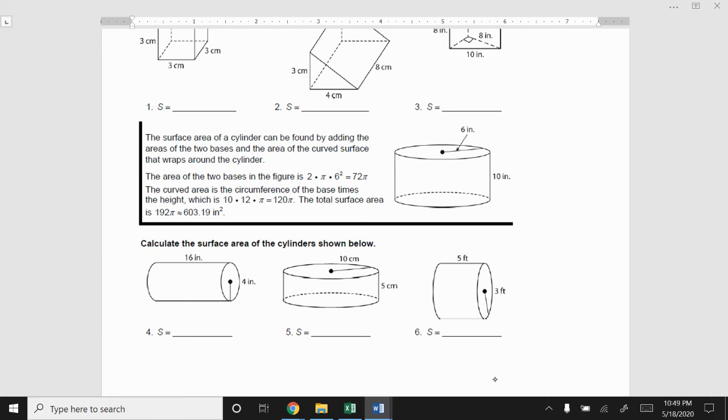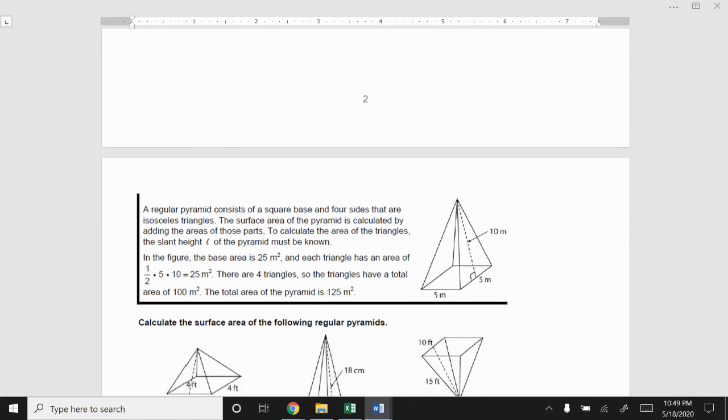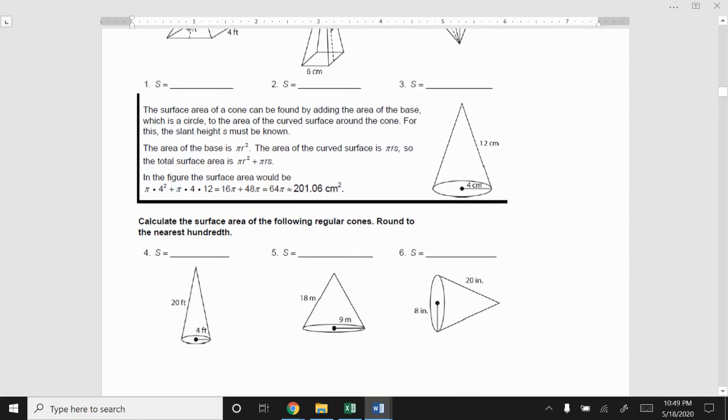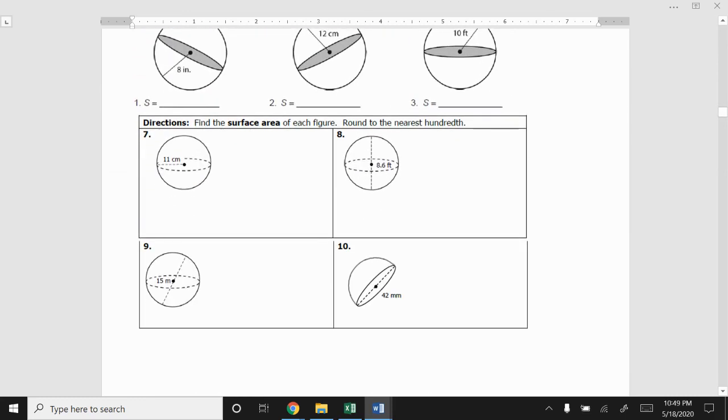Another thing to note is anytime you see this pi symbol, we are going to replace it with 3.14. So we're going to use the approximation of pi in order to find our answers, and so your answers will already be rounded to the hundredths place for you. So for all of these, follow the formulas. On this last one, notice that these are all spheres, and then you have a hemisphere, so make sure you use the formula for a hemisphere here. That is on your reference sheet.